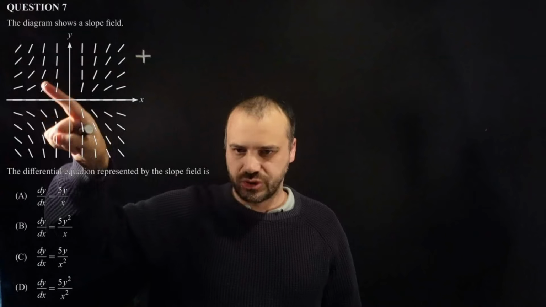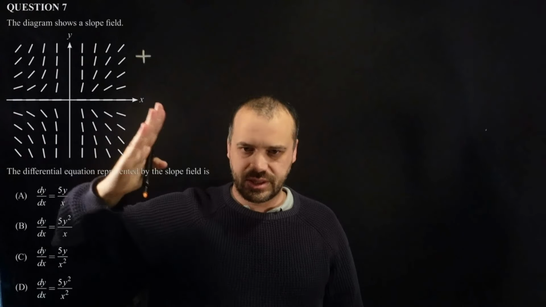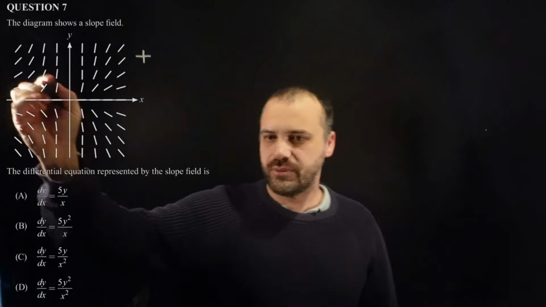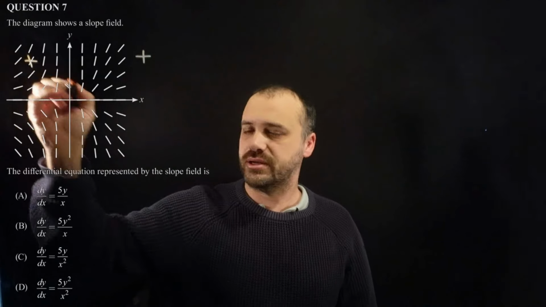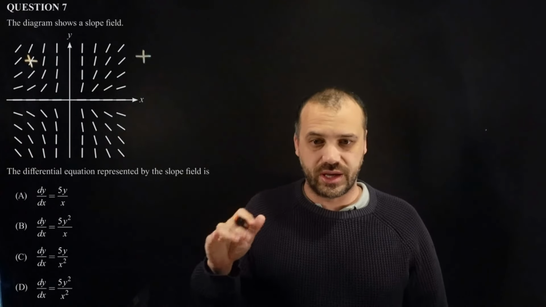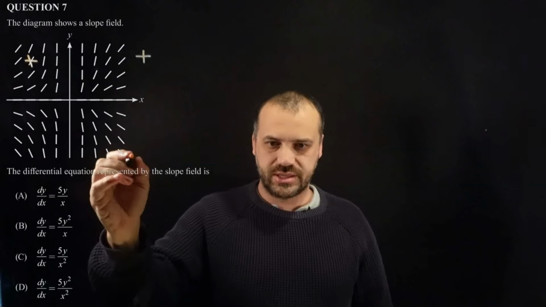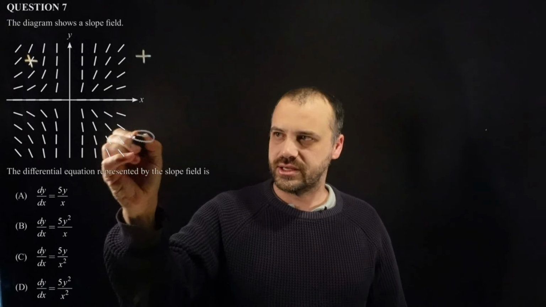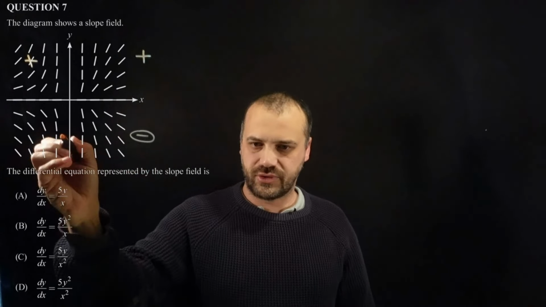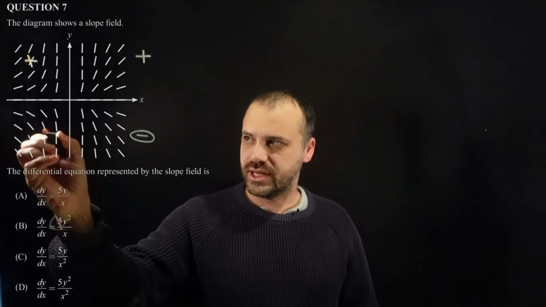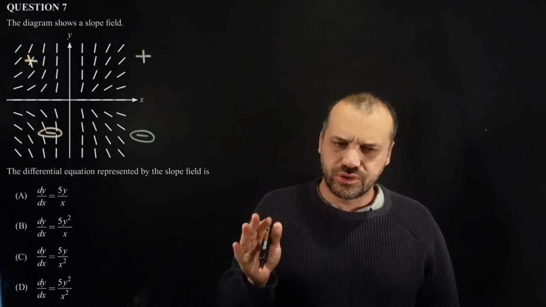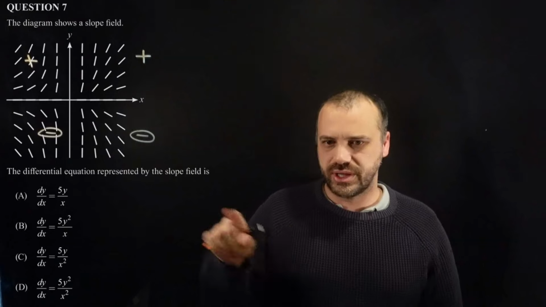Look in quadrant two, every gradient is positive, positive, positive. I don't care what the values are. What I care about is whether it's positive or negative. Here, every gradient is negative. Let's write that down. And here, every gradient is negative. Let's write that down.